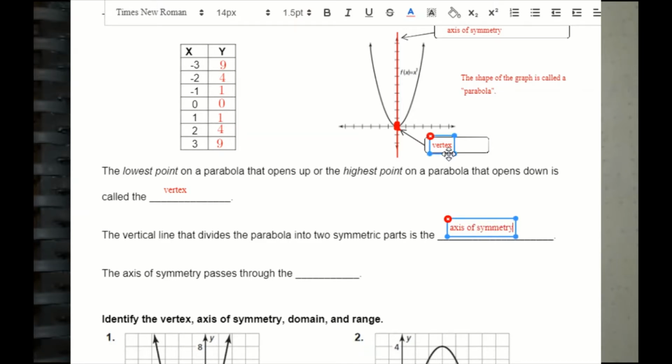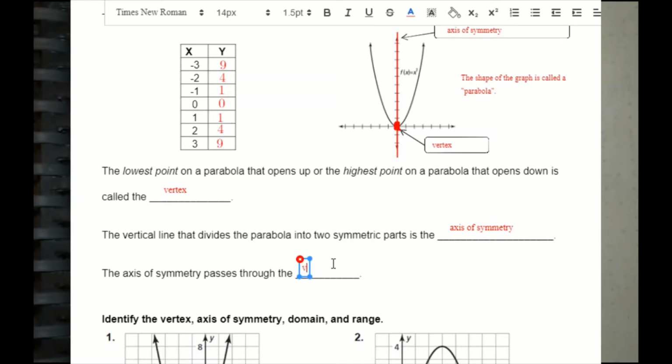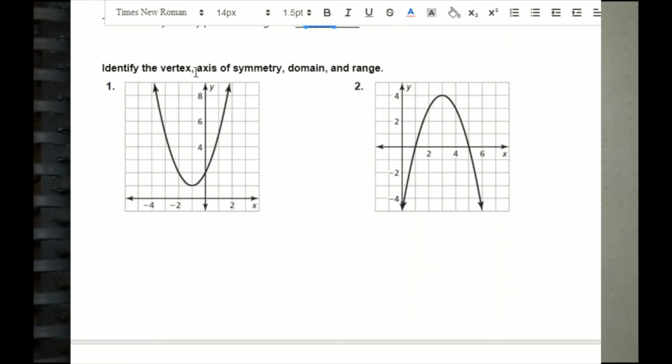Now, what is always true is that this axis of symmetry, because it's sort of cutting the parabola in half, always will pass through the vertex. So the vertex and the axis of symmetry essentially always have the same x value. So if you can find the x value for one, you have the x value for both of them, because it's always going to pass through that point. So just to get used to that terminology, let's take a look at a couple graphs here and see if we can identify what they are.